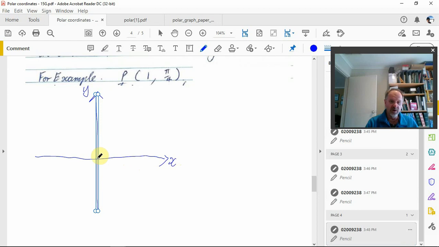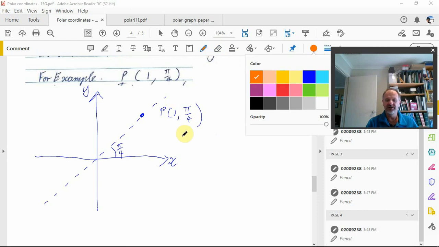Pi on 4, so I'm just going to put a line here like so, and that angle in there is pi on 4. And we're told that the radius is 1, so let me put my point out here, and that point there is (1, pi on 4). All right, now that's one way we could describe that, but we could describe that in other ways. This is where the non-uniqueness comes in, if you like.